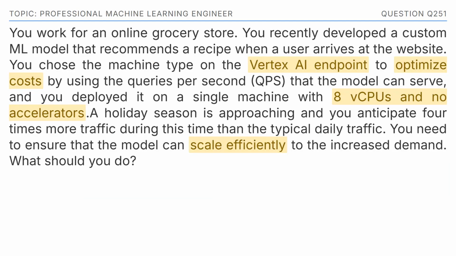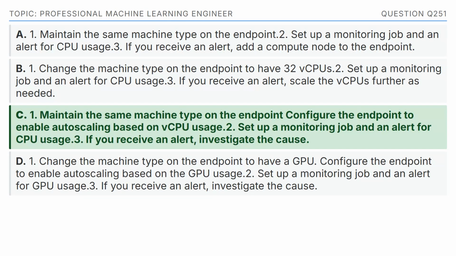To arrive at the correct answer, we focus on the keywords Vertex AI endpoint, optimize costs, 8 vCPUs, and no accelerators, scale efficiently. The correct answer is option C. 1. Maintain the same machine type on the endpoint. Configure the endpoint to enable autoscaling based on vCPU usage. Point 2. Set up a monitoring job and an alert for CPU usage. Point 3. If you receive an alert, investigate the cause.